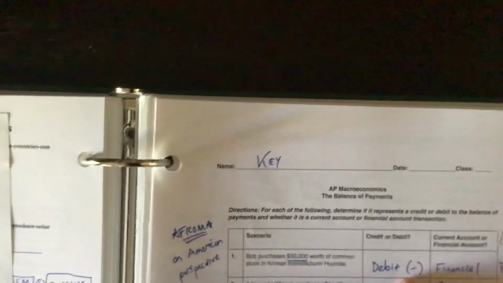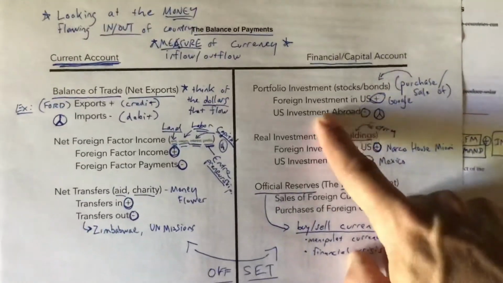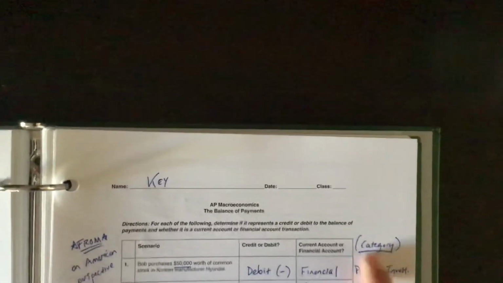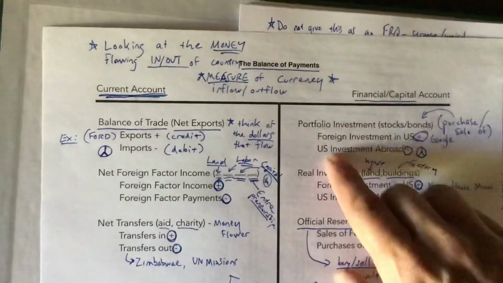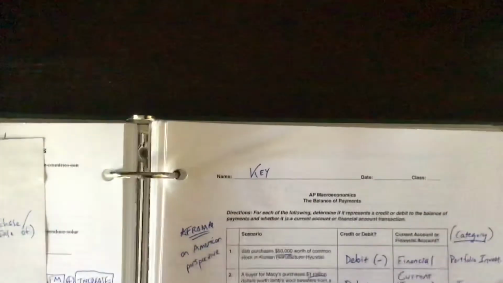It's a debit. Check the key. It's a debit. Very good. Now, which column does it go in? Current account or financial account? I got it right here. It's an investment abroad, minus in the financial because that's stock. And stock is a capital good, a financial good. So it's financial. And then since I'm extra, I added the category of which category it falls under. It's a portfolio investment, which it says right here. Him buying that stock is a portfolio investment. So I added that over here.